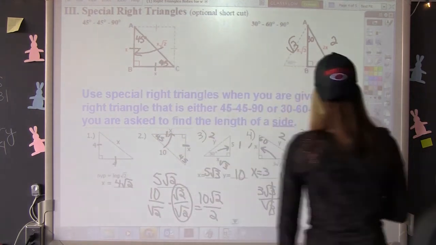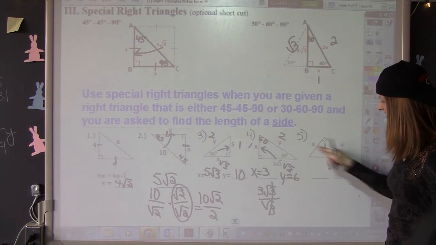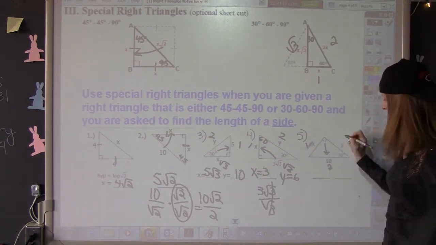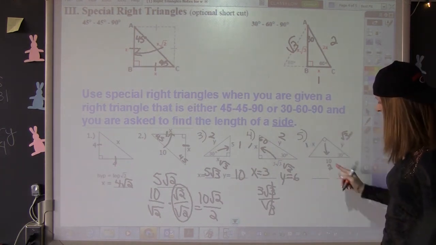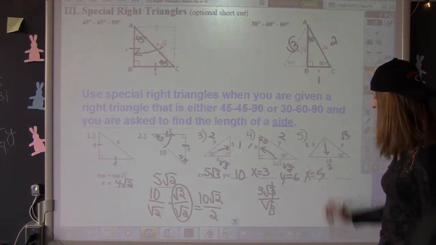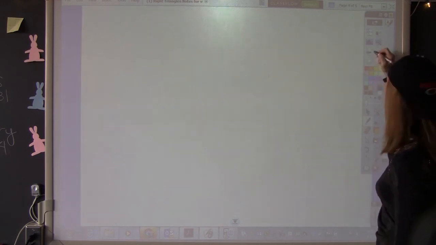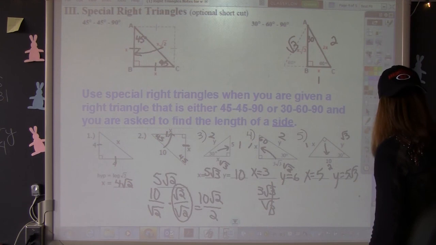Okay? This one, you're given the hypotenuse, so that's your 2. Here's your 30 degrees, so that's your 1. And here's your square root of 3. So we're going to cut this in half to get x, your short side, so that will be 5, and then this will be 5 square root of 3. We done? We're done.